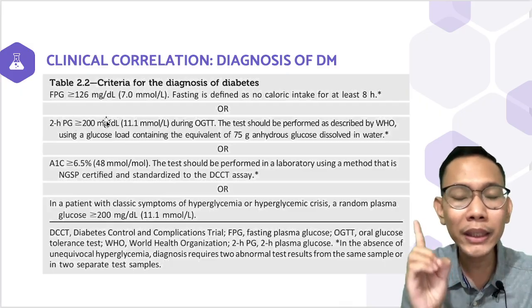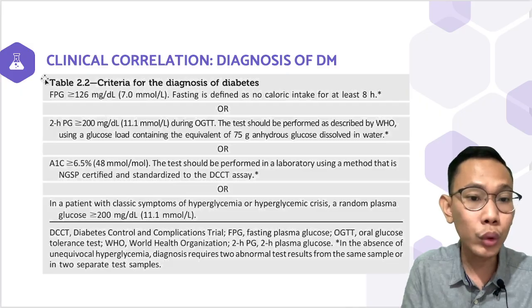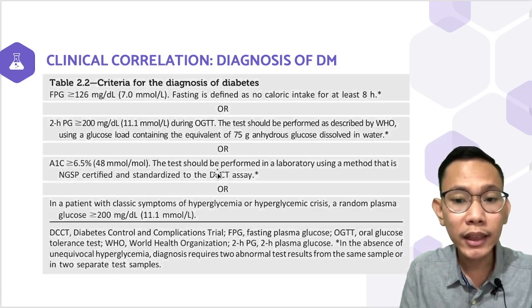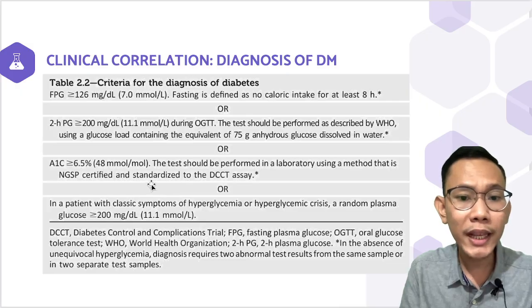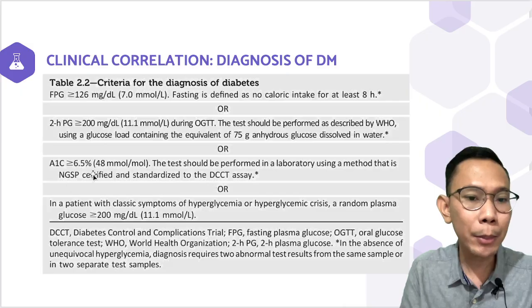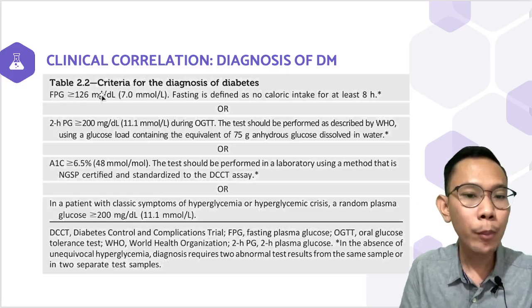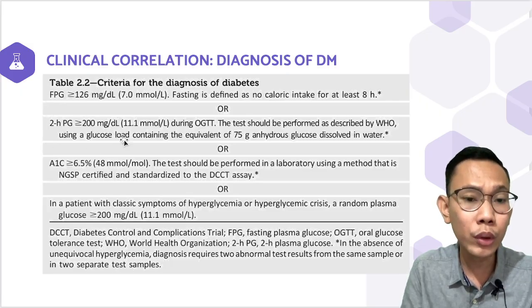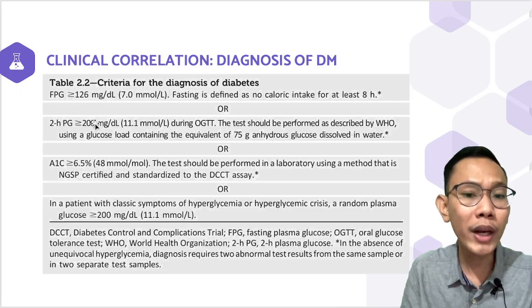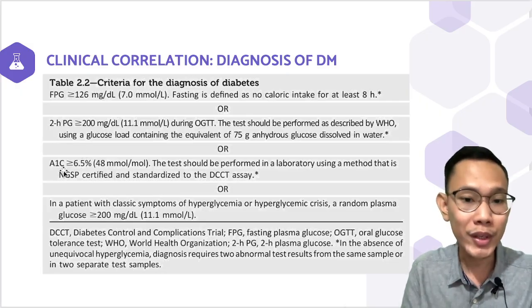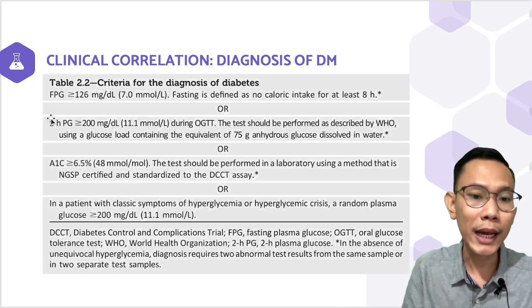Please remember that. This will be discussed properly in your lab application, but I want you to remember this. And lastly, your HbA1c: the test should be performed in the laboratory using a standardized DCCT assay. But remember the value: HbA1c should be greater than or equal to 6.5%. Again, fasting glucose equal to or more than 126, 2 hours postprandial glucose equal to or more than 200 milligrams per dL, and HbA1c equal to or more than 6.5%. Please remember these values. They are the most important of all.